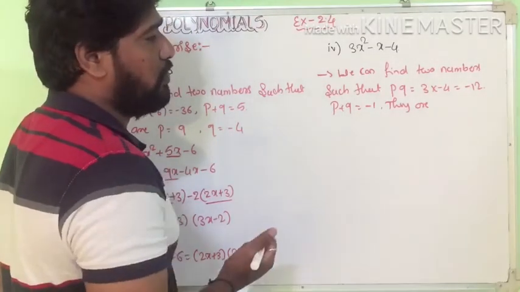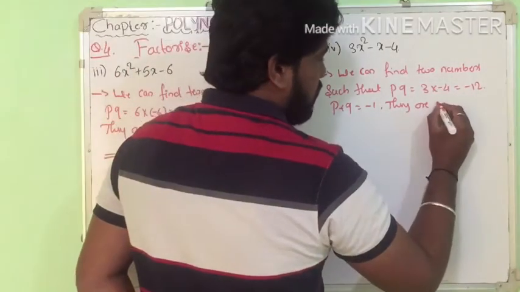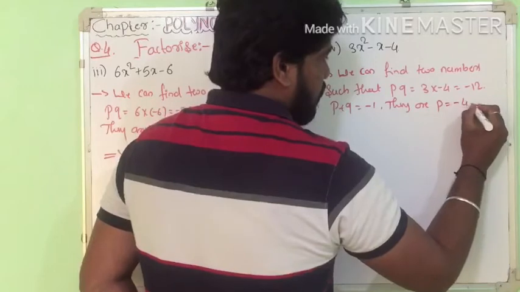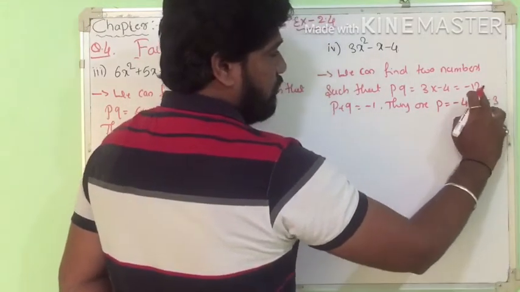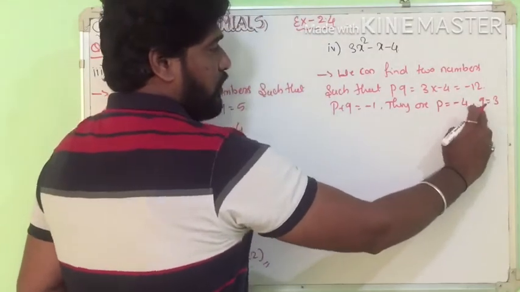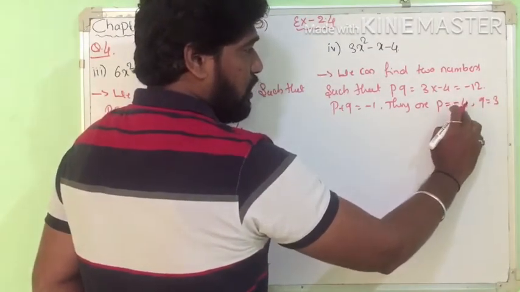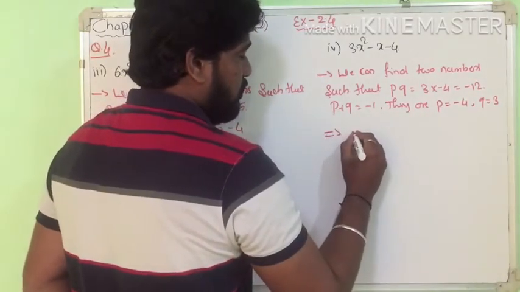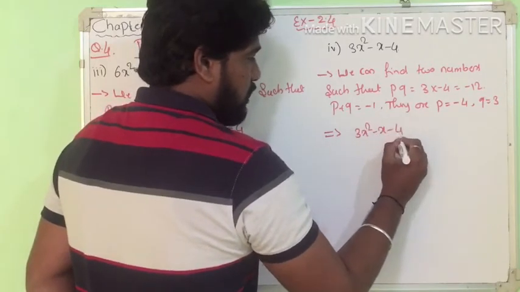So 3 fours are 12, 3 minus 1, right? So here p is equal to minus 4, q is equal to 3. Minus 4 into 3 is minus 12. So make the subtraction, the bigger number takes the symbol minus 1. Is it clear? So write down the given polynomial, 3x square minus x minus 4.